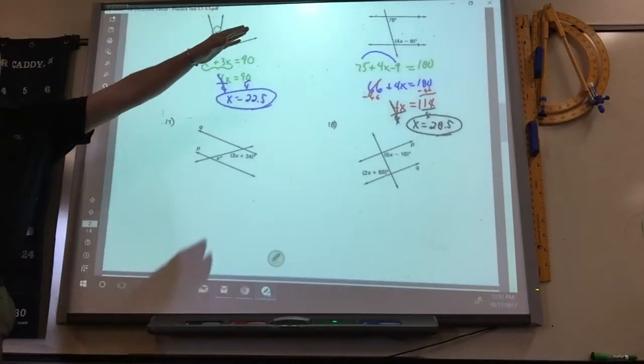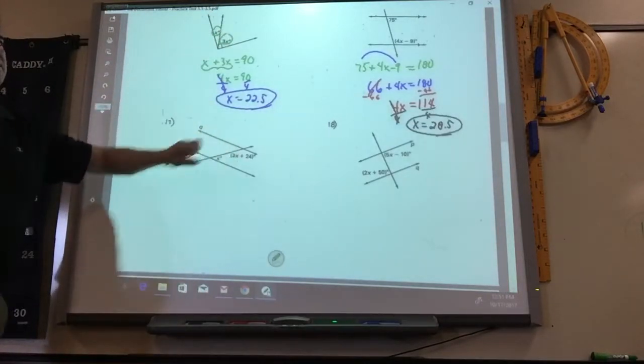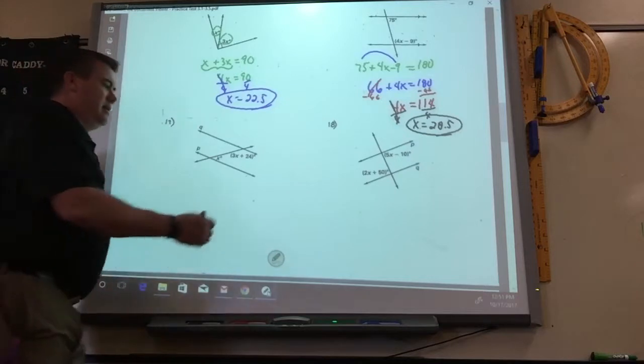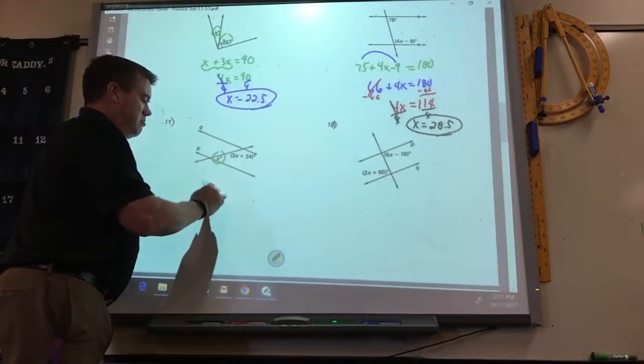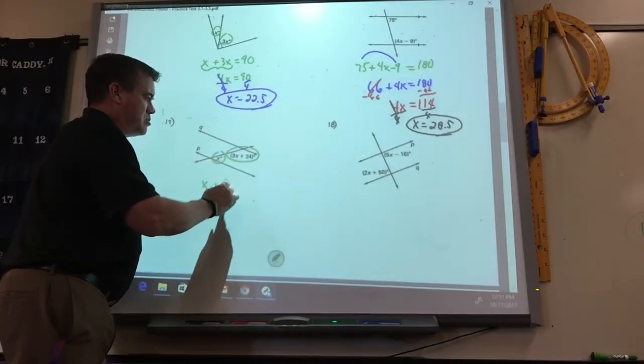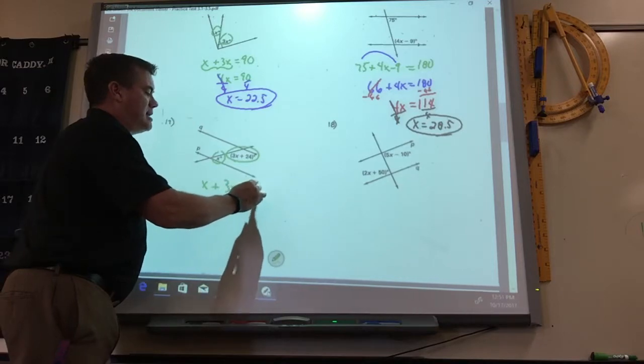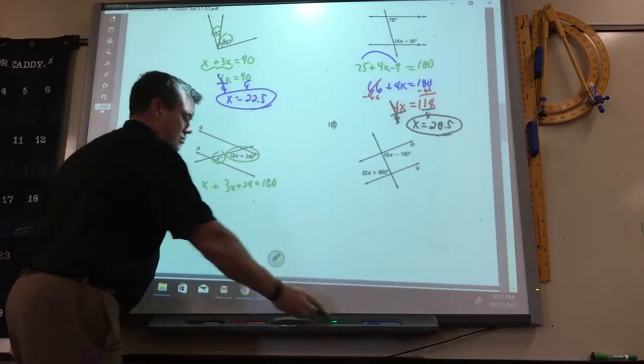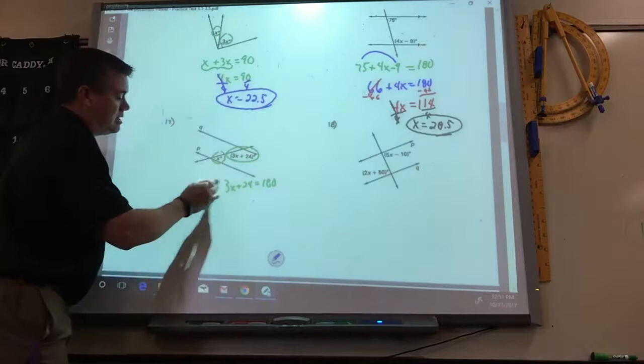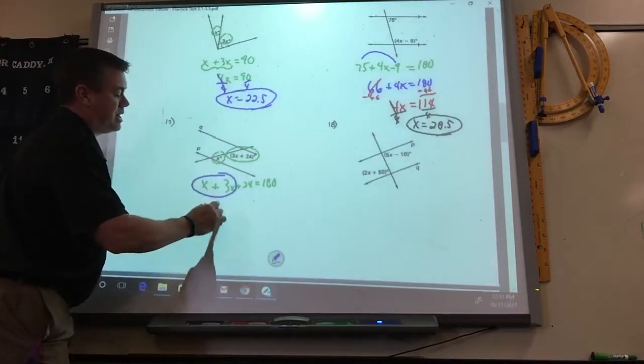Seventeen is the same type of picture as the one before. They're same side interior, so they add up to 180. So x plus 3x plus 24 has to equal 180. So we can combine the x's. That makes 4 x's.